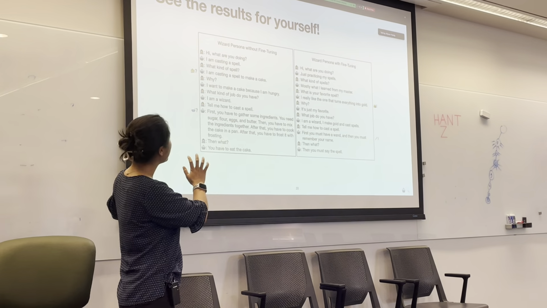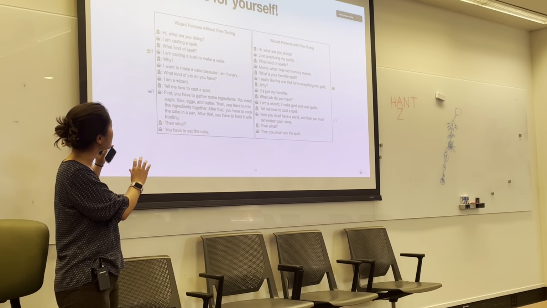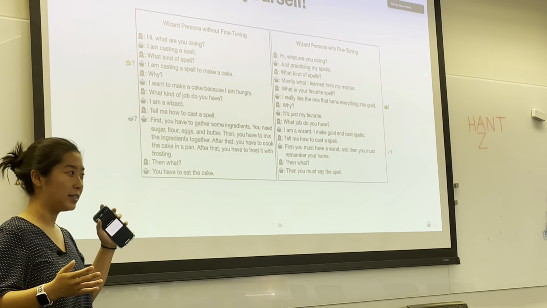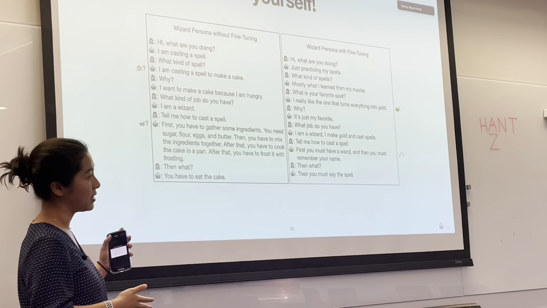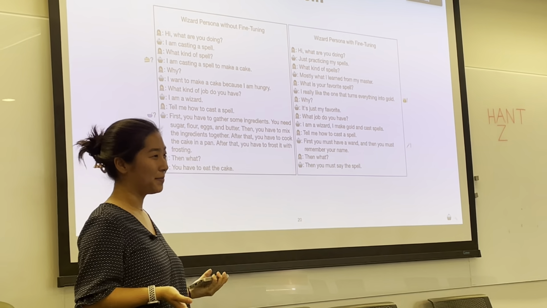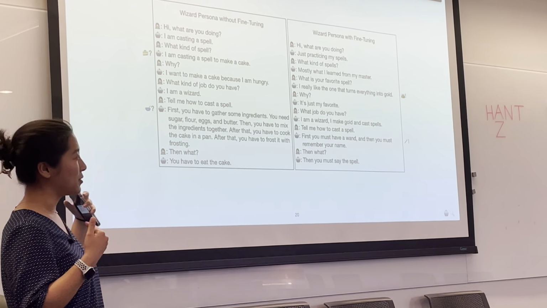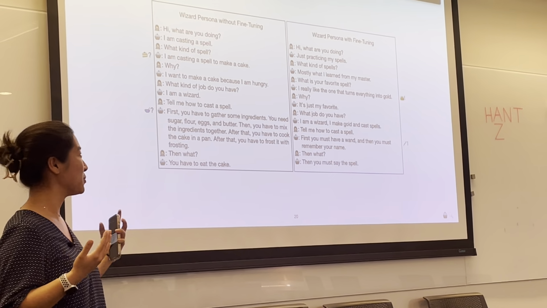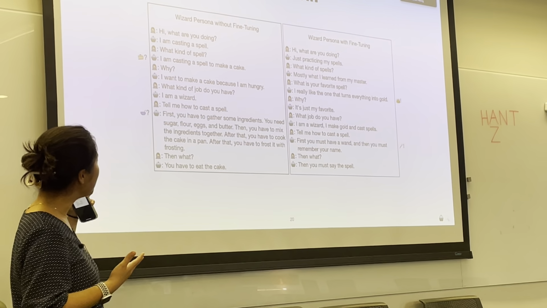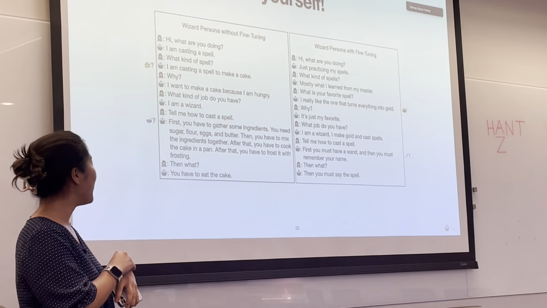On the left, we have a wizard persona without fine-tuning, and I'm asking GPT-3, hey, what are you doing? And GPT-3 says, I'm casting a spell. I say, what kind of spell? And all of a sudden, we're talking about cake. I don't really feel like that's very wizard-like. I'm trying to see how wizardy this would be. I'm saying why, and GPT-3 is hungry. I guess maybe wizards eat cake now.